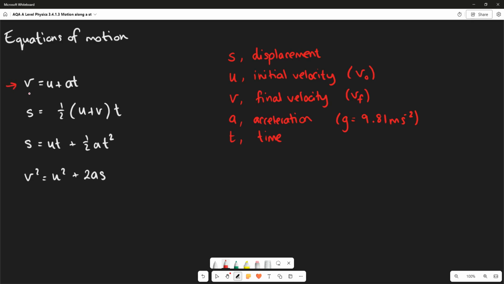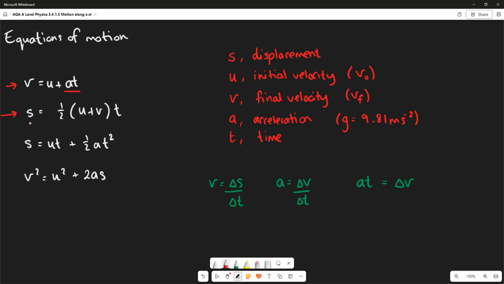This first one here tells us that the final velocity is equal to the initial velocity plus any changes to velocity that can occur. So remember that velocity is the rate of change of displacement, and acceleration is the rate of change of velocity. So if we write out at by rearranging this equation, notice that that gives us the change in velocity. So the final velocity is equal to the initial plus any change in velocity that will occur.